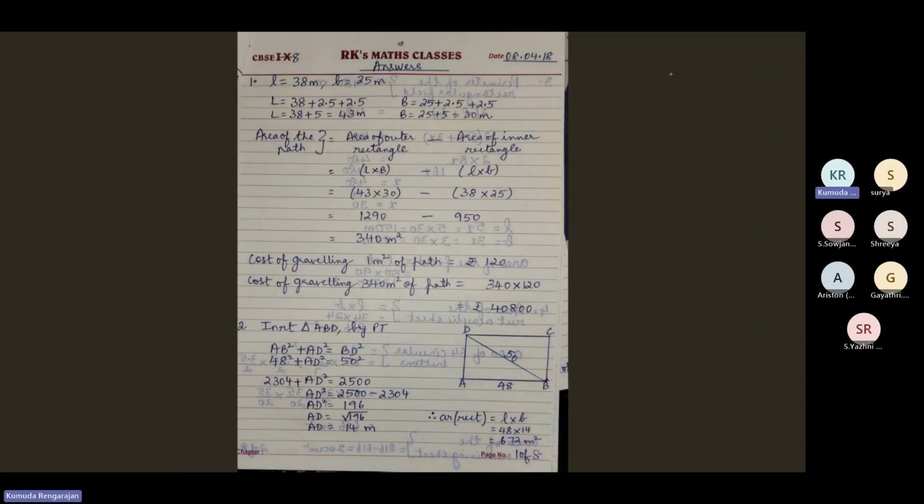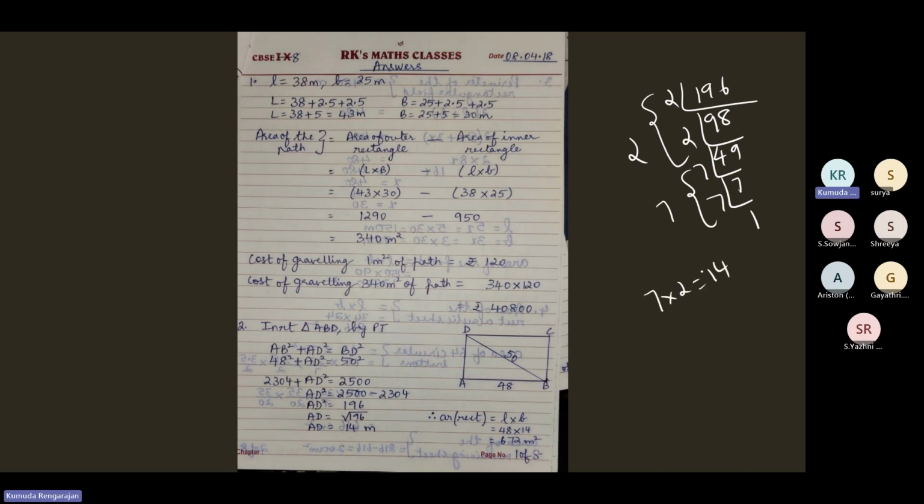Square root of 196? You should either use the long division method or the prime factorization method. 196 is 2 times 98, 2 times 49, 7 times 7. So from 2 2s, 1 2 comes out, from 2 7s, 1 7 comes out. 7 2s are 14. The square root of 196 is 14. If it is a cube root, from 3 equal factors we bring 1 out. For the square root, from 2 equal factors, 1 comes out.